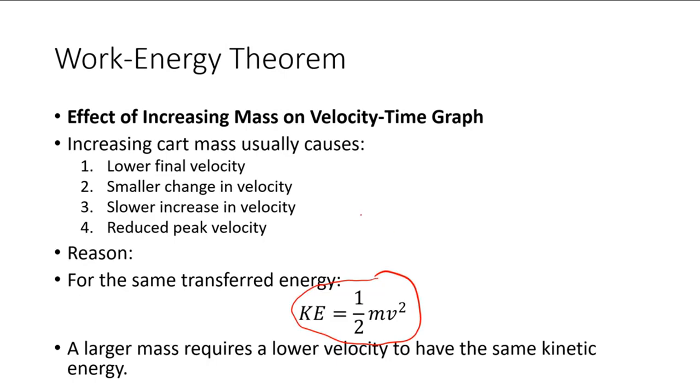If we make the kinetic energy constant, we arrive at the relationship between velocity and mass: velocity squared is inversely proportional to mass. So the larger mass requires lower velocity to have the same kinetic energy. This means that when your mass increases, velocity decreases if the work input is approximately similar.